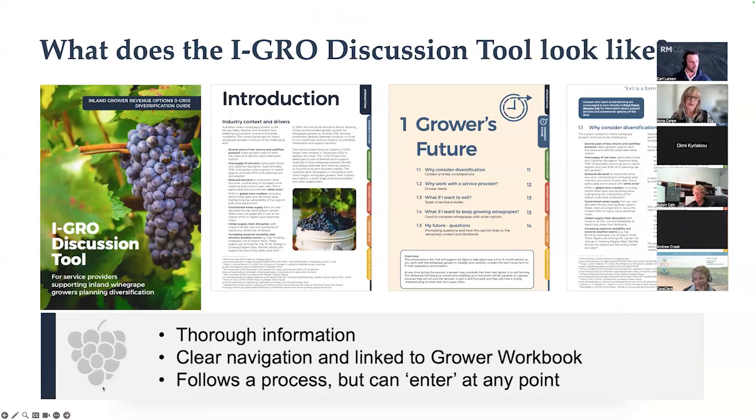So the next part, I'm just going to show you what the discussion tool looks like and then what the grower workbook looks like, so it's familiar to you. The discussion tool is, in fact, the thing you'll be using. It's pretty chunky. It's a decent sized document. It has very thorough information in it.